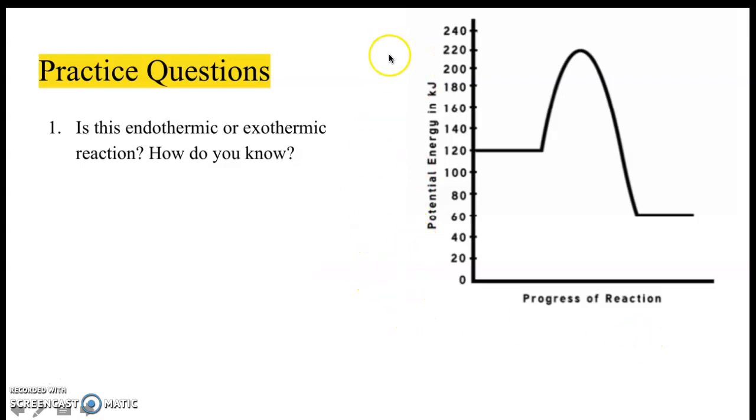Here we have an energy diagram. Again, potential energy in kilojoules, progress of reaction, reaction coordinate, time. All of those can be written on the bottom. But first question, is this endothermic or exothermic, and how do you know? This is an exothermic energy diagram, and the reason I know that is, again, exothermic means we lose energy, and here it shows that our products have lost energy compared to our reactants. Energy has been released in this reaction, hence it's exothermic.